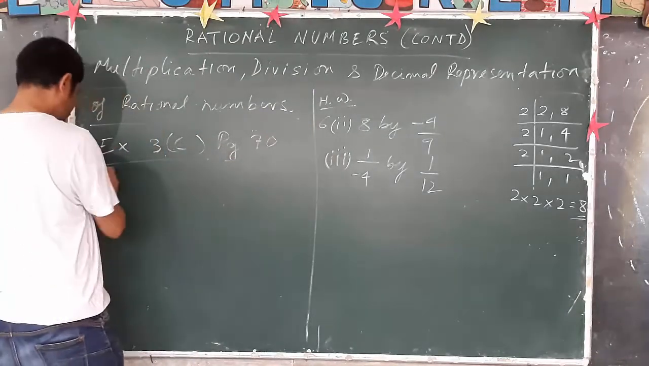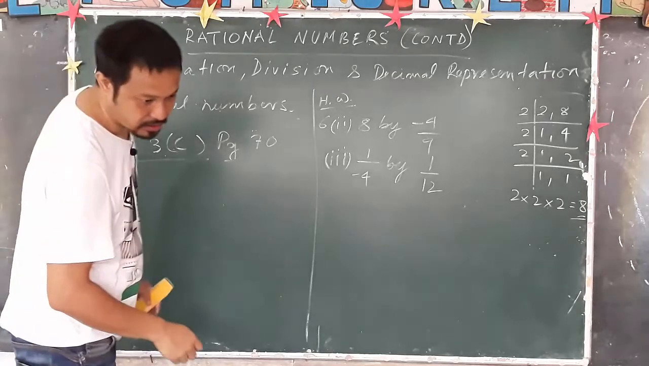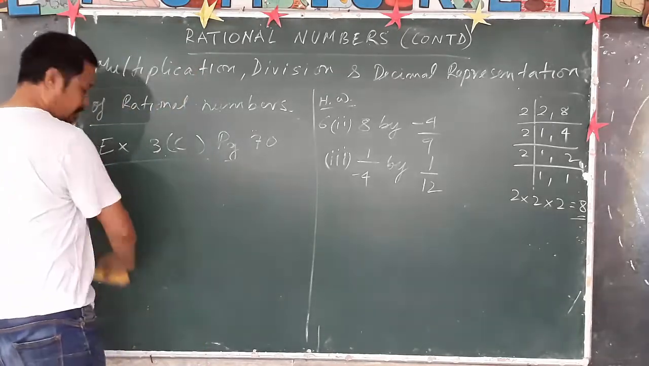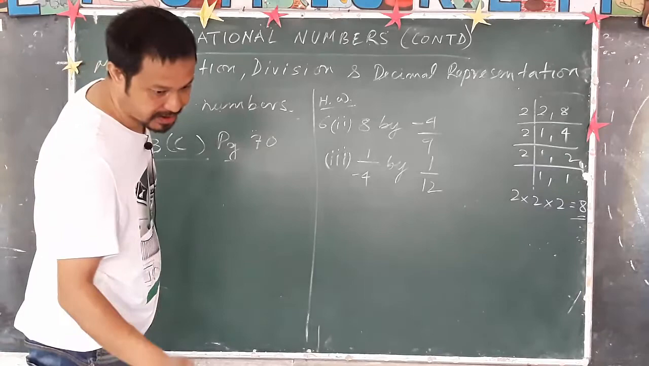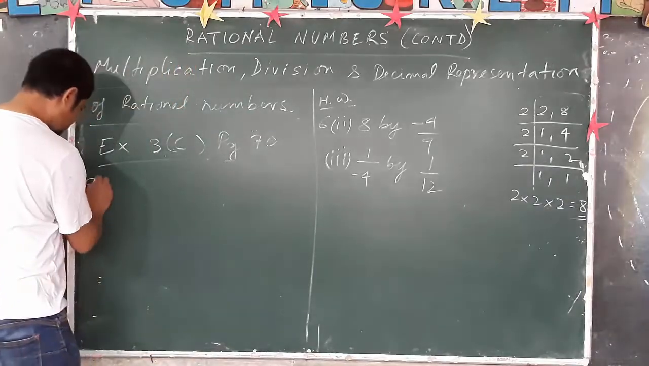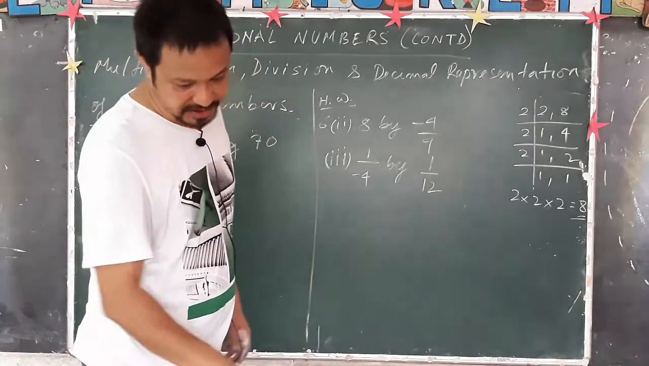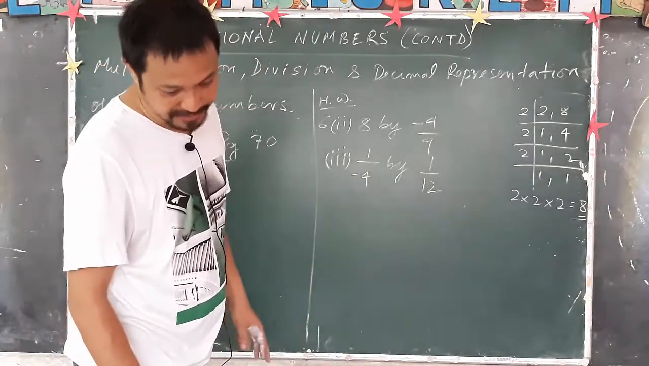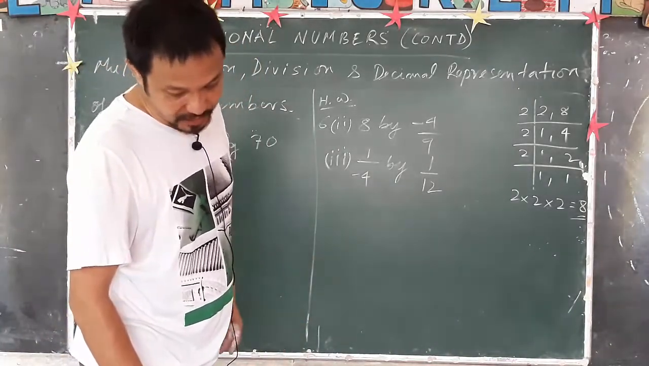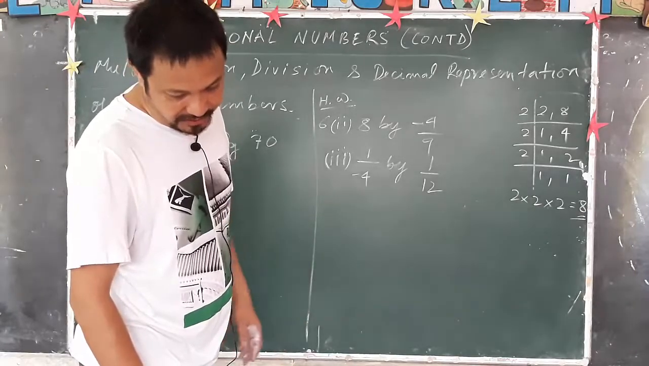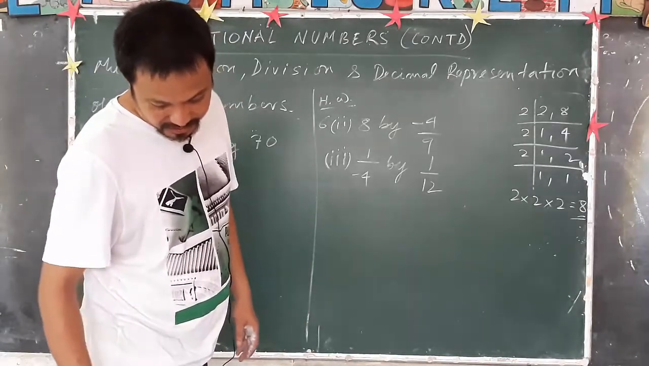Now we move on. Number 7 we are not doing. We'll be going to number 9. Okay, interesting. Number 9 says the product of two rational numbers is minus 35 by 18. Product means multiplication. If one of the numbers is 5 by 12, find the other number.